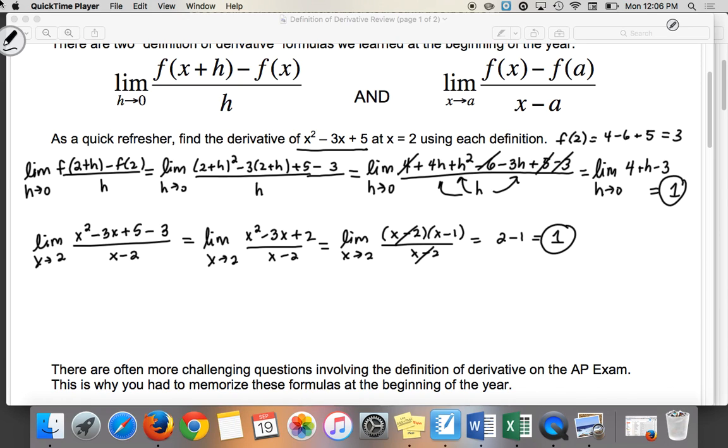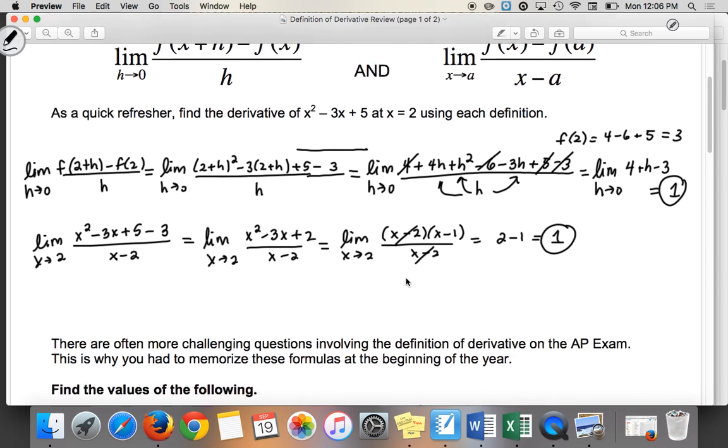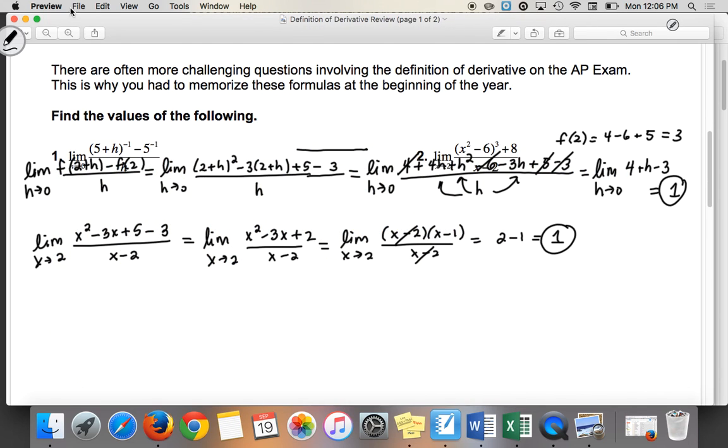Yes. So like I was saying, the AP test doesn't ask you to do that. They don't say use the definition of derivative to find these things. It kind of gives you a problem in the middle of a definition of derivative problem, okay? So it says there are more challenging questions involving the definition of derivative on the AP exam. So this is why you had to memorize these formulas at the beginning of the year. I'm not using my notebooks. These are going to slide, so I'm going to have to clear my ink.